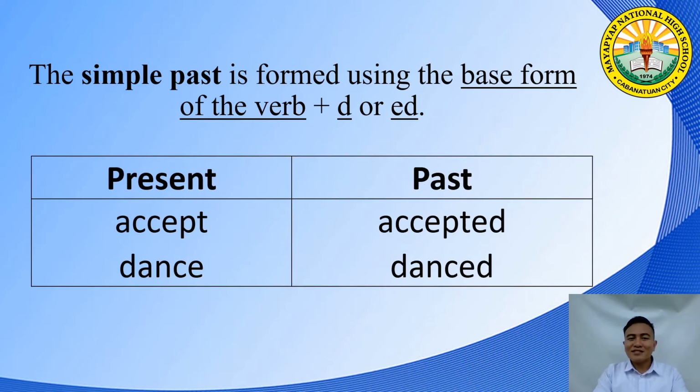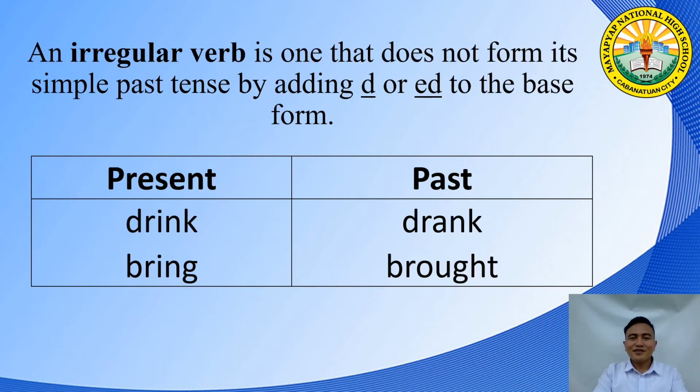The simple past is formed using the base form of the verb plus D or ed. For example, accept, accepted. Dance, danced. An irregular verb is one that does not form its simple past tense by adding D or ed to the base form. For example, drink, drank, bring, brought.